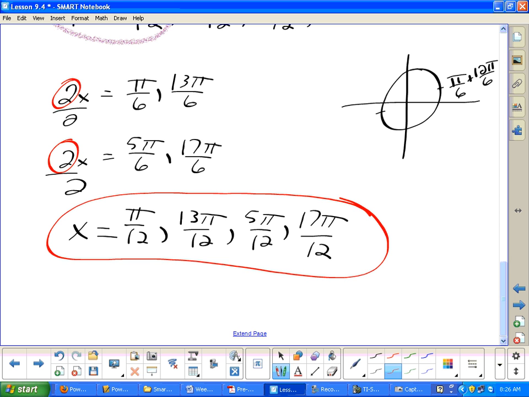But because of the compression, because of that 2x, I've compressed it so that the cycle for sine occurs twice in 2 pi instead of once. So that means I need to think about it as happening 2 times, going through the whole process twice. If it was a 3x, then I would have 3 cycles of sine from 0 to 2 pi, and I would need to go through it 3 times. Does that make sense? A little bit?